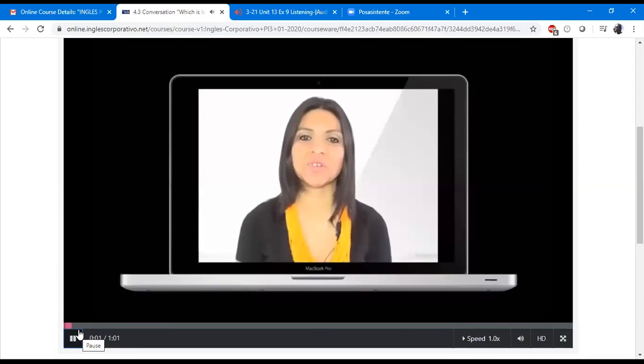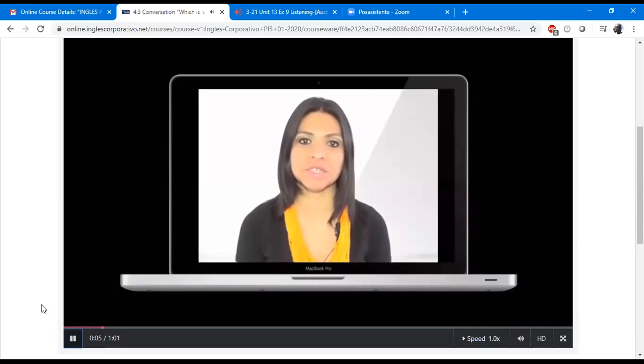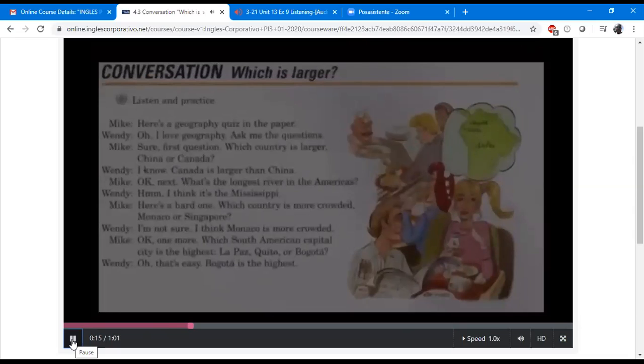Hi guys, in the conversation we're about to listen to, the speakers use comparative adjectives. Do you remember how to compare? Stay around for the explanation. It is important to practice and understand the conversation. Listen and practice. Here's a geography quiz in the paper. Oh, I love geography. Ask me the questions. Sure. First question. Which country?